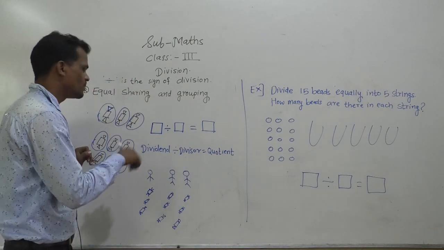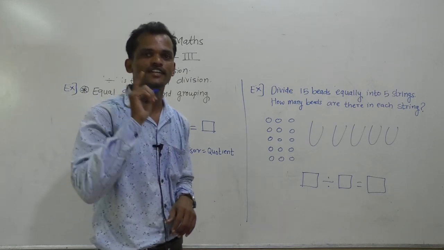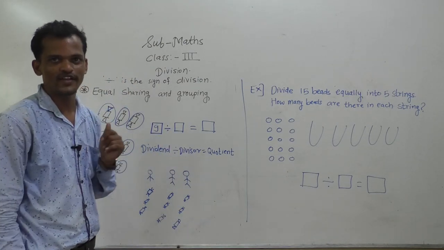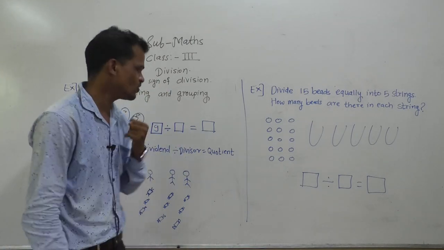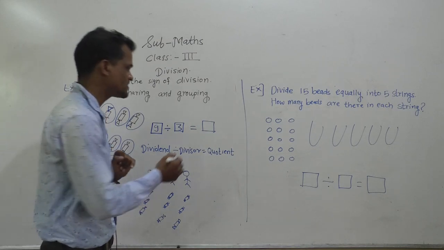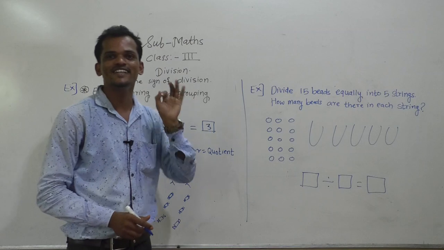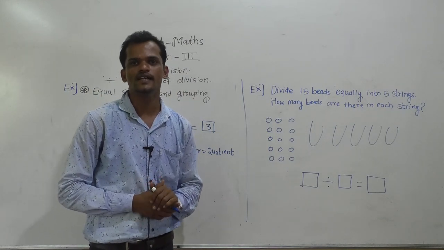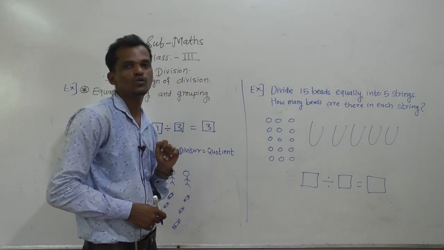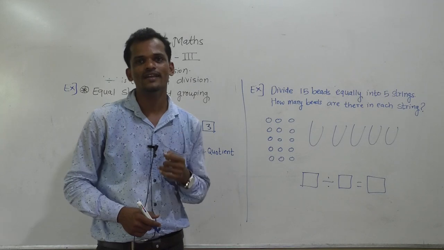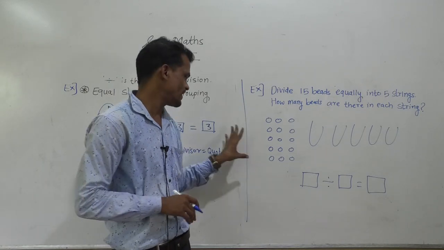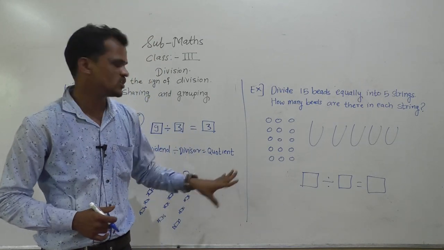Here the number that we divide is called the dividend. The number to be divided is called the dividend. So 9 chocolates is the dividend, and we divide the 9 chocolates into 3 equal groups. So 3 is the divisor, and each student gets 3 chocolates. So here 3 is the quotient, and quotient is the result of division. Dividend divided by divisor is equal to quotient. Dividend means the number that we divide, divisor means the number by which we divide, and the answer or result of the division operation is called the quotient.